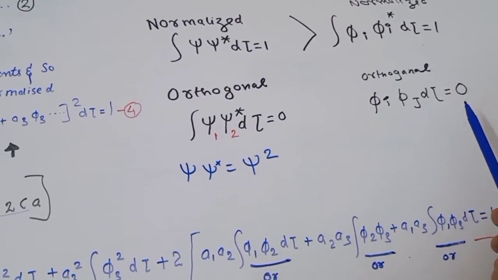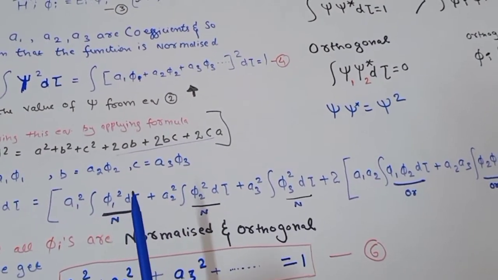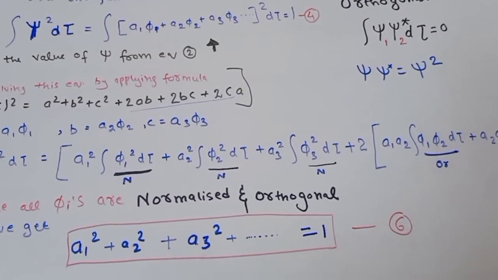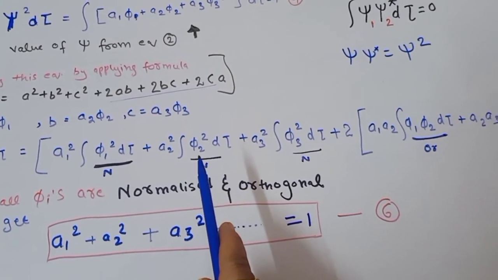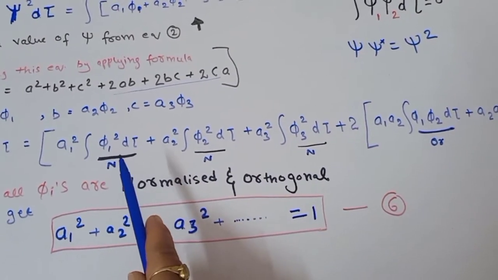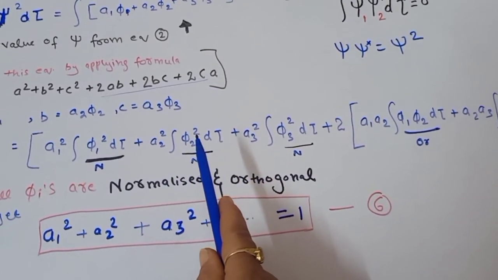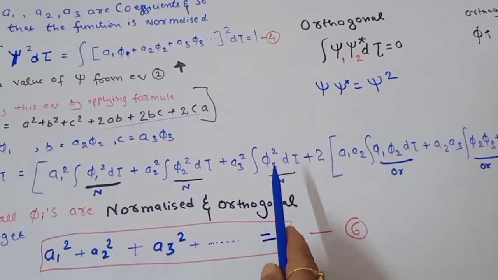Now you see this equation here, this phi1 square, both phi are same, so this is our normalized condition. Here phi2 square are same, so this is also normalized condition. We will put 1 here. Here also in place of phi3 square d tau we will put 1 again.